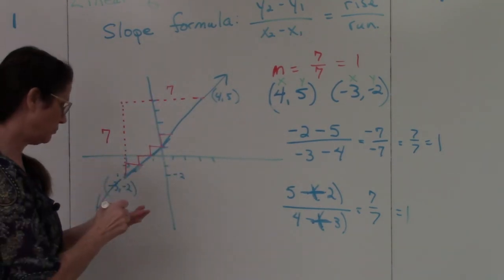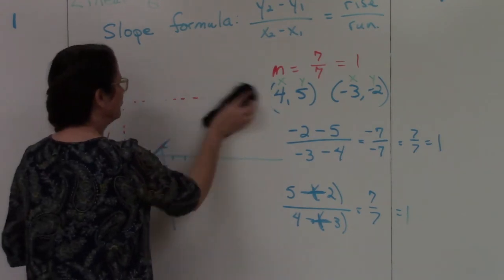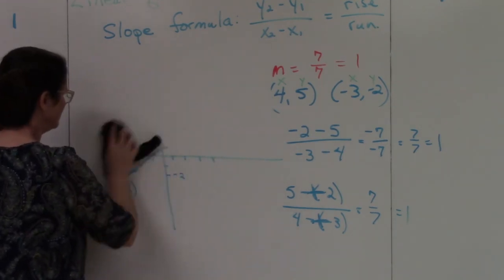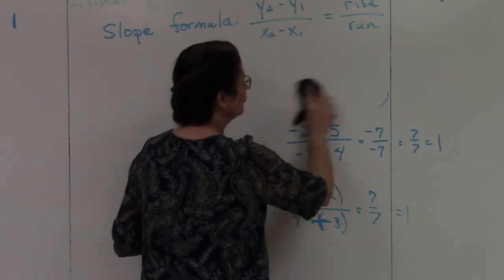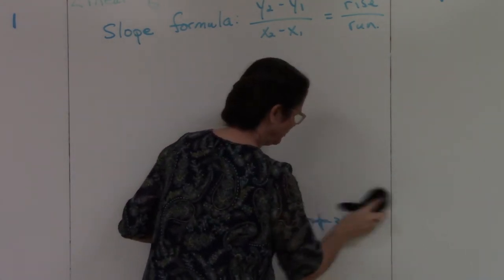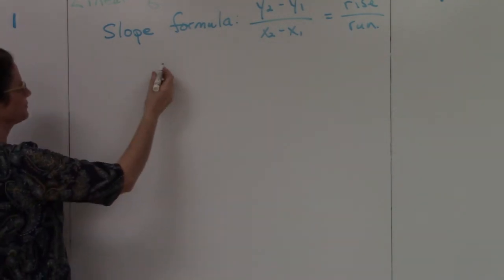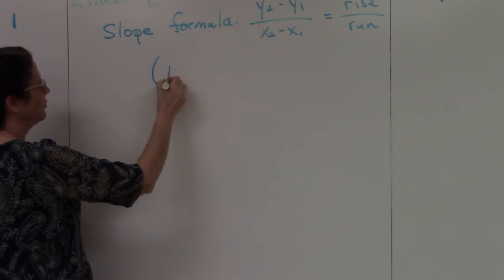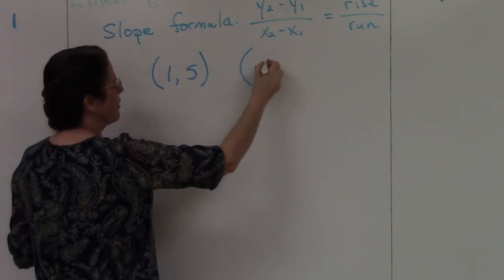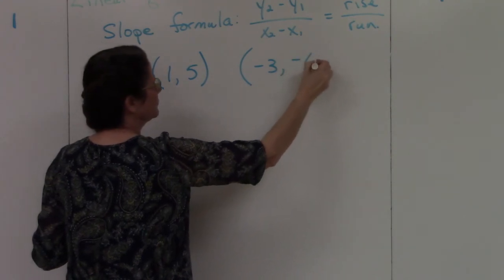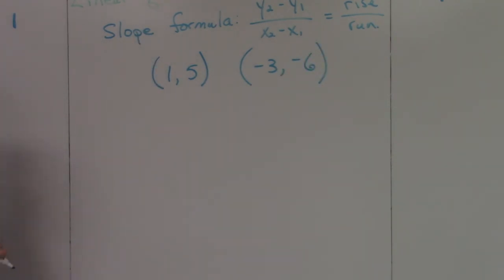Okay, let's try one more. I'm just going to give you a set of points that you're going to find the slope on. And then in the next video, I'll show you how to get the equation of a line using 2 points. Okay, so here we go. We have our point 1, 5, and our point -3, -6.